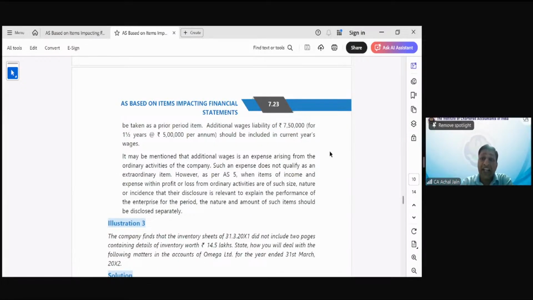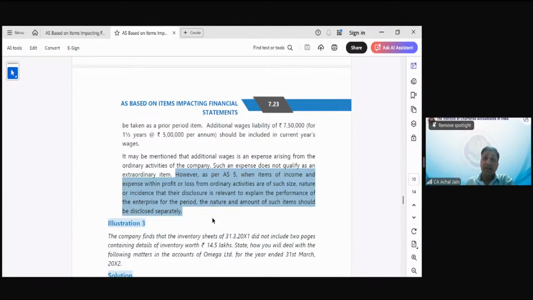But for exceptional, the solution says: however, as per AS 5, when items of income and expense within P&L are of such size, nature, incidence that their disclosure is relevant, the nature and amount of such item should be disclosed separately. So it is calling it an exceptional item. Sir, but for exceptional we need significant size, no? Correct. So that's why.